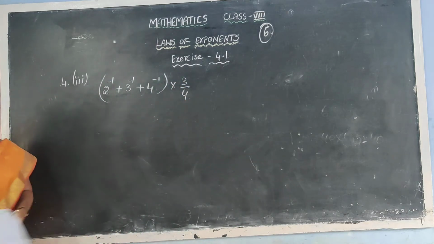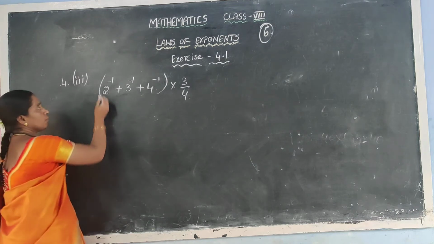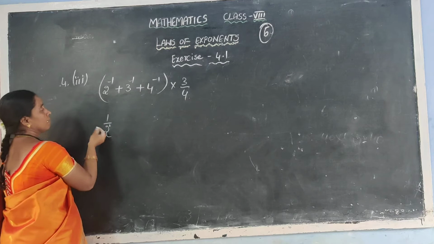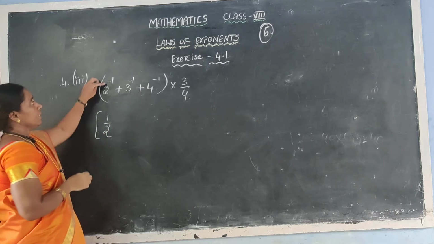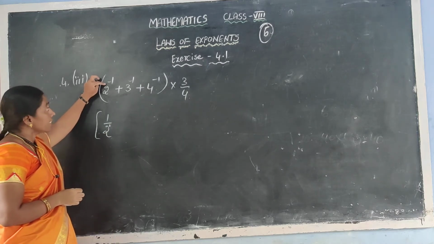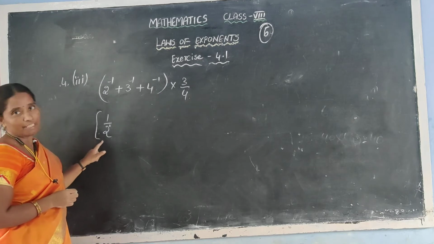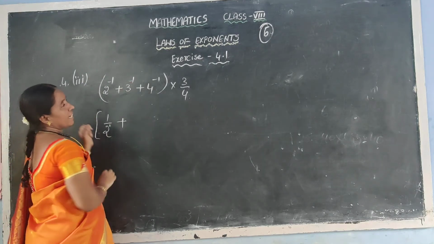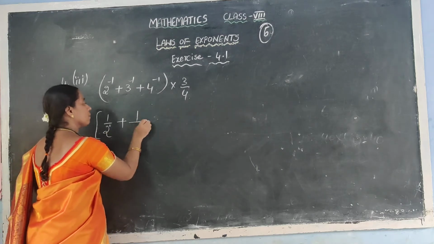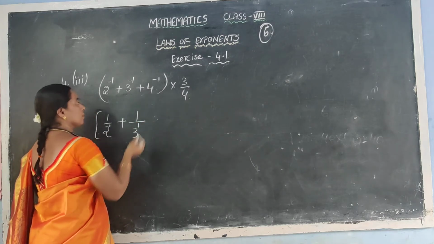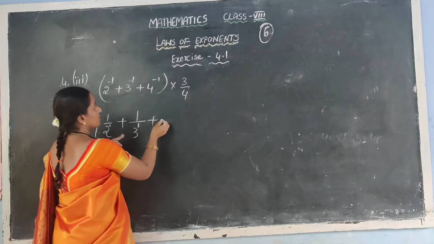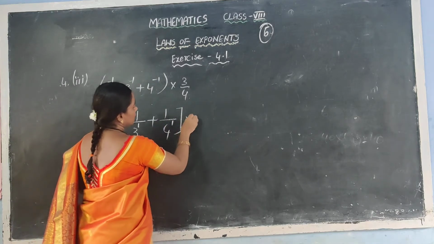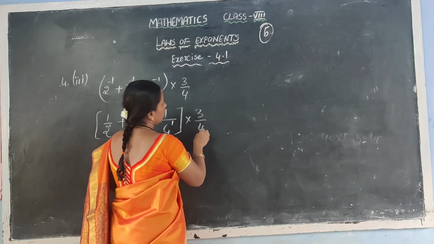Okay. See here, 2 power minus 1. 2 power minus 1 means 1 by 2 power 1. Because it is a negative exponent, no? By writing its reciprocal, we will get a positive exponent. So, 1 by 2 plus 3 power minus 1. 3 power minus 1 means 1 by 3 power 1. Okay? So, plus 1 by 4 power 1 into 3 by 4.